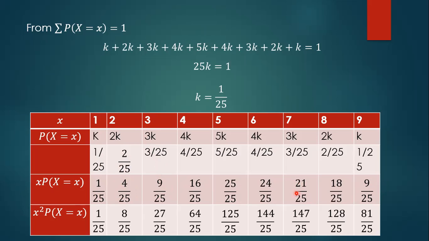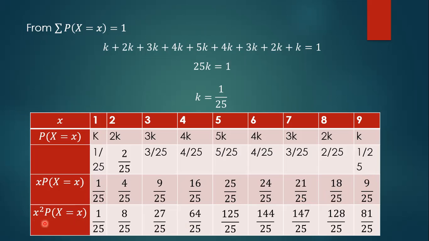So for the mean, we are going to sum up these values here. So we are going to add 1 over 25, 4 over 25, 9 over 25, until we get to another 9 over 25. So we sum up those values, and those will give us the mean. Then for variance, we need expectation of x squared minus the mean squared. So we would first need to find expectation of x squared.